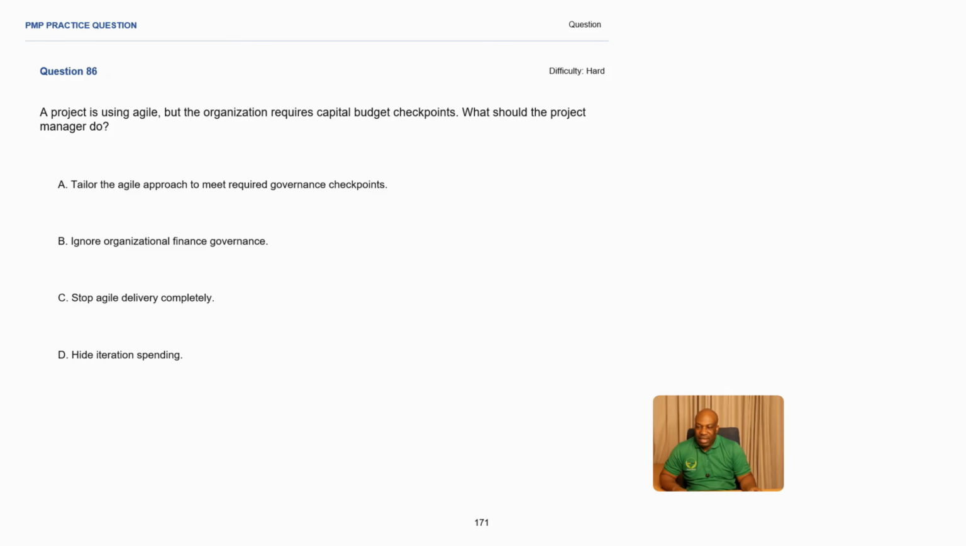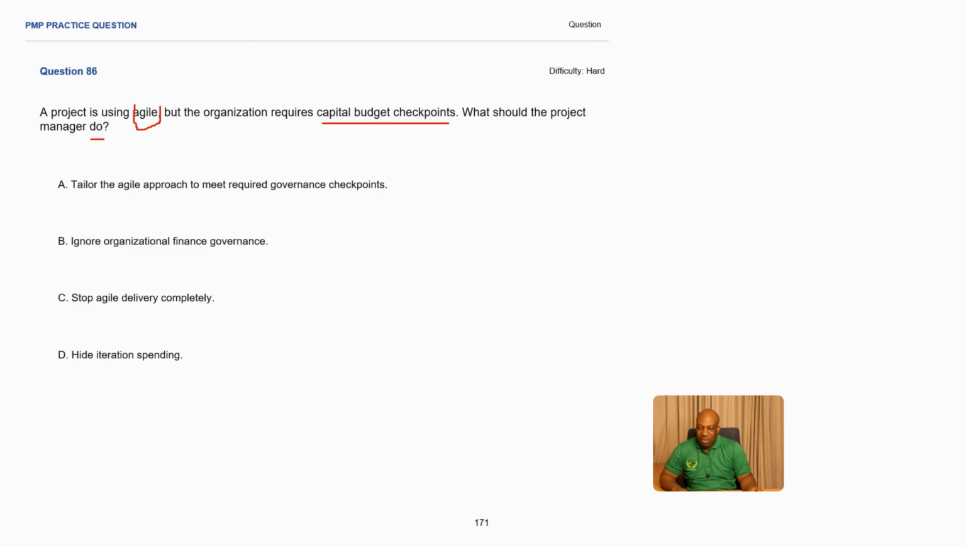Practice question number 86. A project is using Agile, but the organization requires capital budget checkpoints. What should the project manager do? So we have a project which is using Agile. We can see it here. But the organization requires capital budget checkpoints, right? So what should the project manager do? Let's go through the answers.